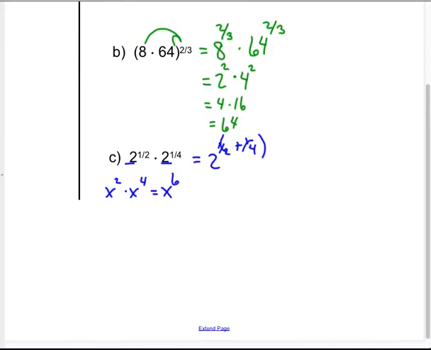Sorry about that, the calibration. 1/2 plus 1/4. When we add fractions, we need a common denominator. So my denominator in this case is 4. So we get 2/4 plus 1/4. I'm sorry, I need some parentheses. Which is 3/4. So it's 2 to the 3/4 power in simplified form.